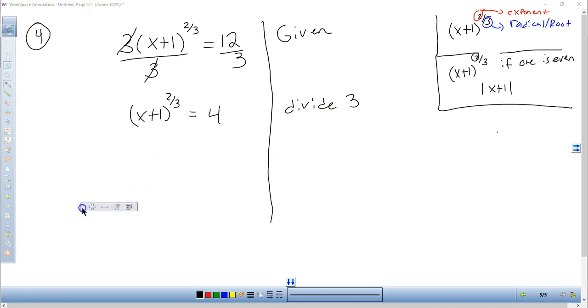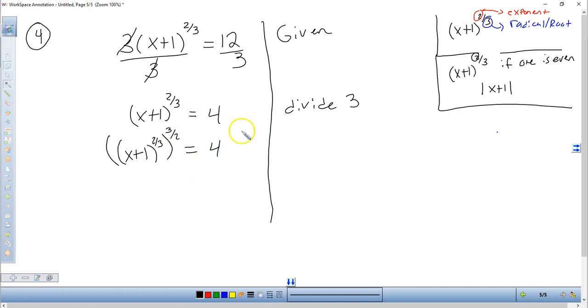All right, now that I've done this, here's where I have to deal with this radical. The way we do that is I raise it to the inverse power. So I'm going to take this, x plus 1 to the 2/3, and raise it to the inverse of this, or the reciprocal, 3/2. What I do to one side, I do to the other, just like we've always done.